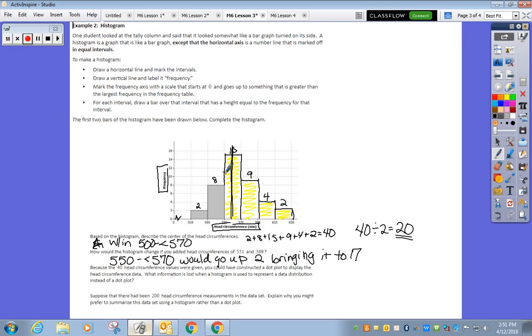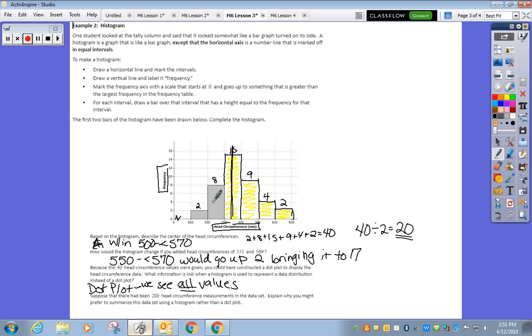Because the 40 head circumference values were given, you could have constructed a dot plot to display the head circumference data. What information is lost when a histogram is used to represent a data distribution instead of a dot plot? So the difference here is with a dot plot, if we were putting all of these pieces of data on there, we would be able to see the exact number of each of those head circumferences. So in a dot plot, we see all of the values.